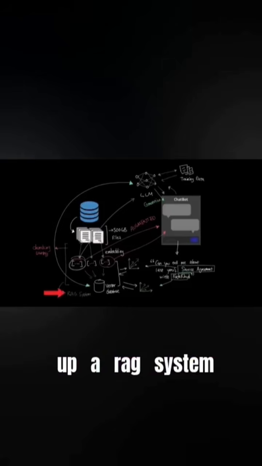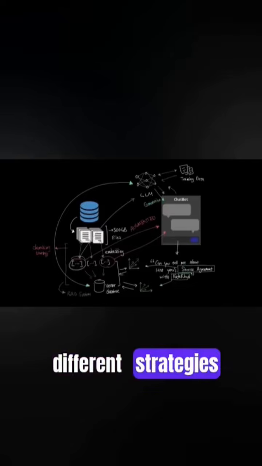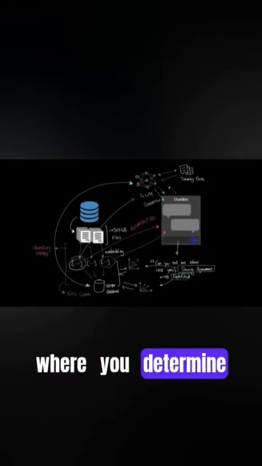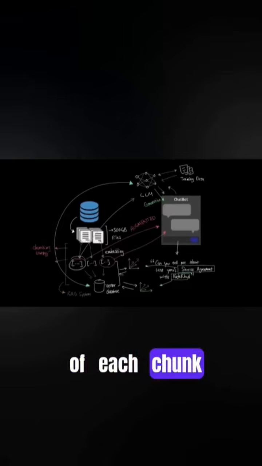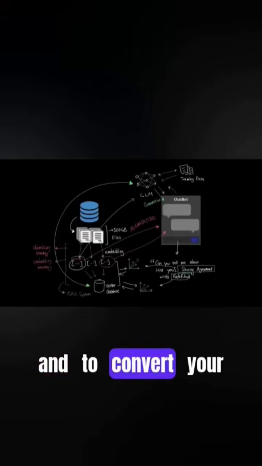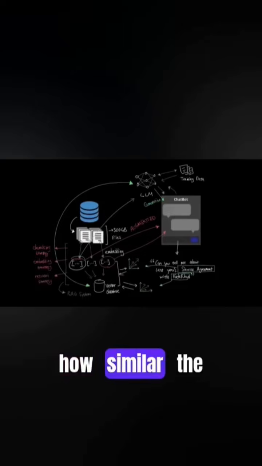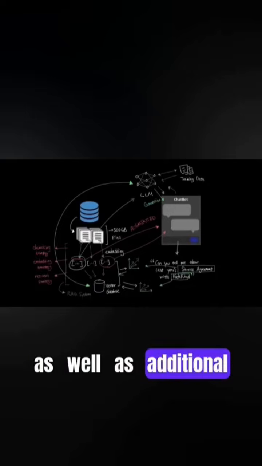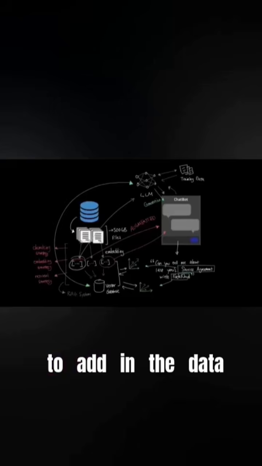In order to set up a RAG system, you have to employ different strategies like chunking strategy, where you determine the size and overlap of each chunk, embedding strategy to decide which embedding model to use and to convert your documents into vector embeddings, and retrieval strategy, where you control the threshold of how similar the words need to be, as well as additional filters that you might want to add in the dataset.